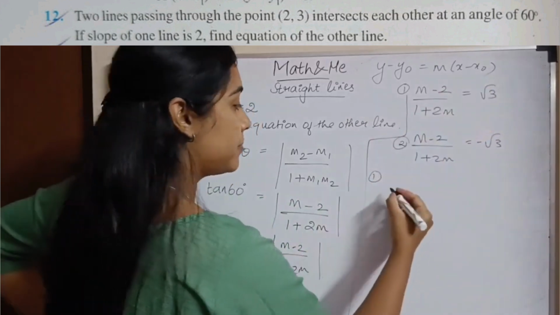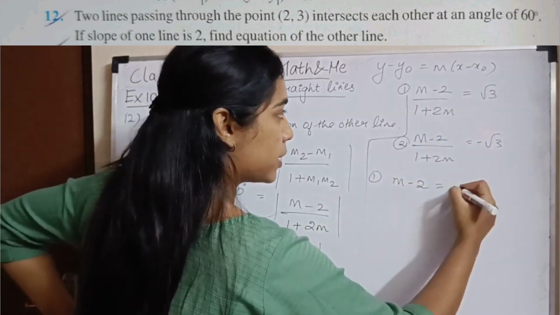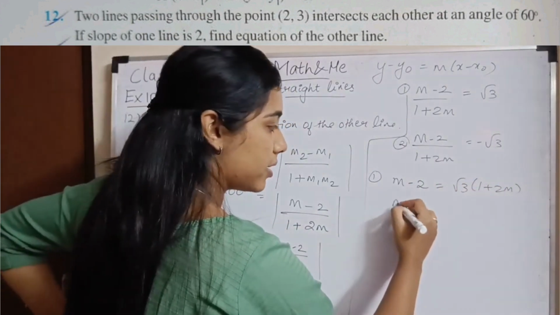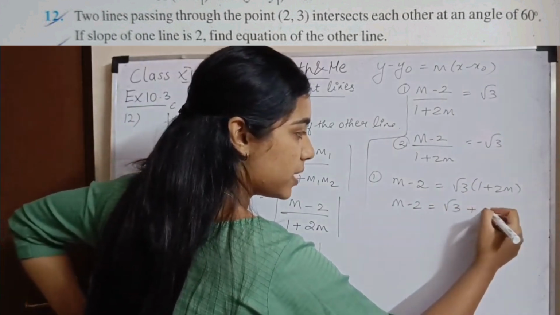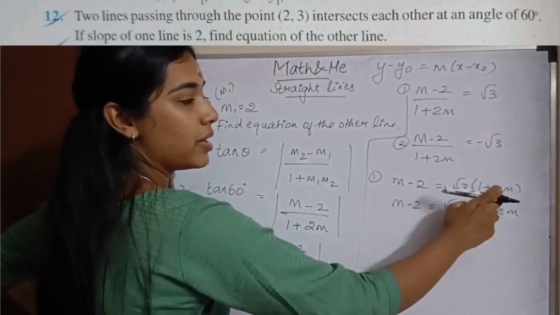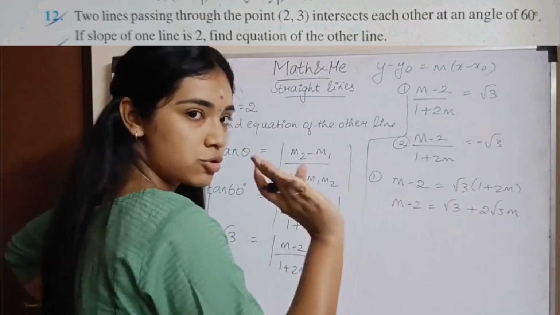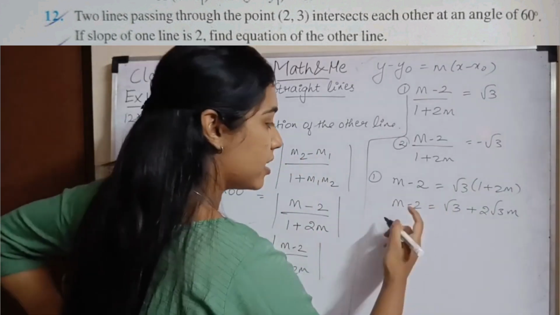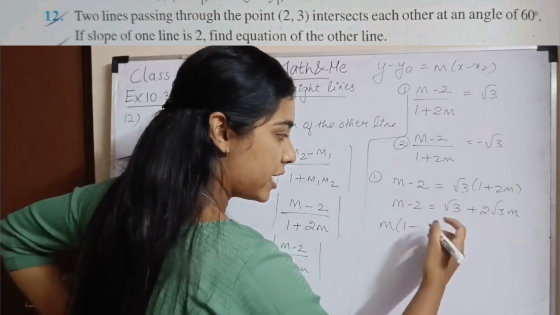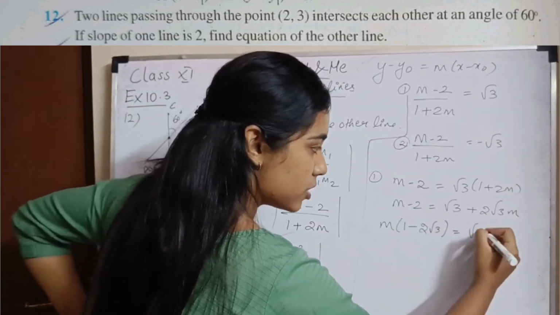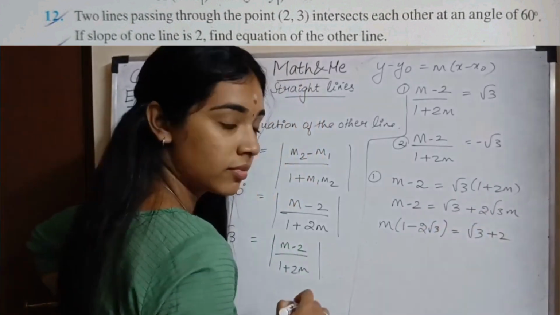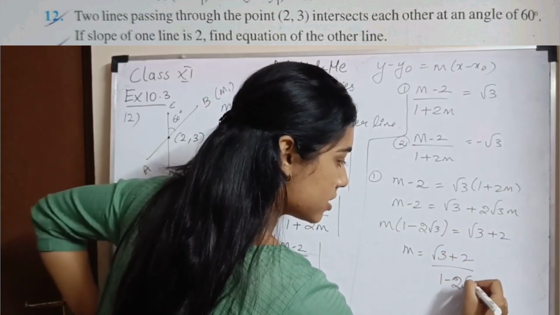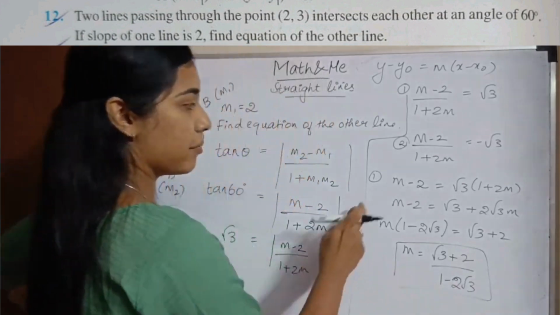So let me solve for the first case. I'm going to cross multiply. m minus 2 equals root 3 times 1 plus 2m. When I open the bracket, I have m minus 2 equals root 3 plus 2 root 3 m. Remember how to multiply a rational number and an irrational number: 2 and root 3 is 2 root 3. It is not root 6 or something else. Okay. Now I am going to bring m on one side and the constants on the other side. So m times 1 minus 2 root 3 equals root 3 plus 2. So m is root 3 plus 2 divided by 1 minus 2 root 3. So this is one of the values of m for the first case.